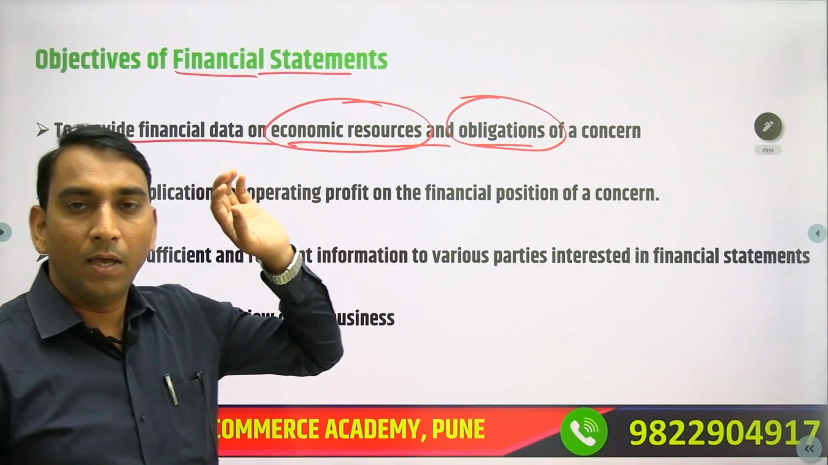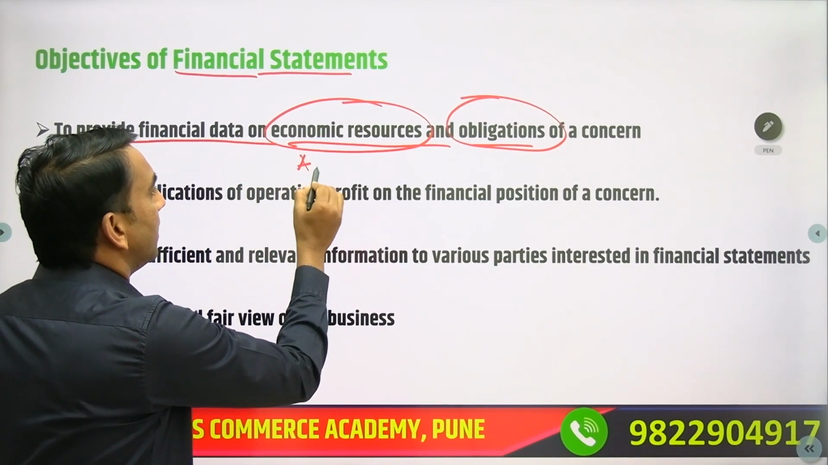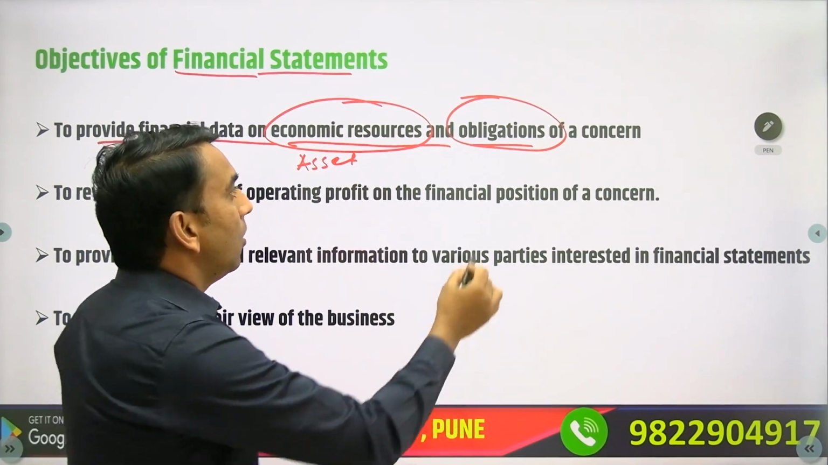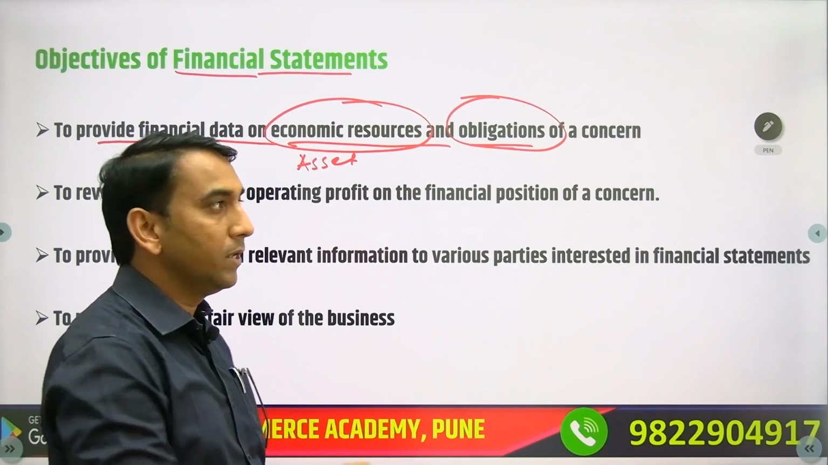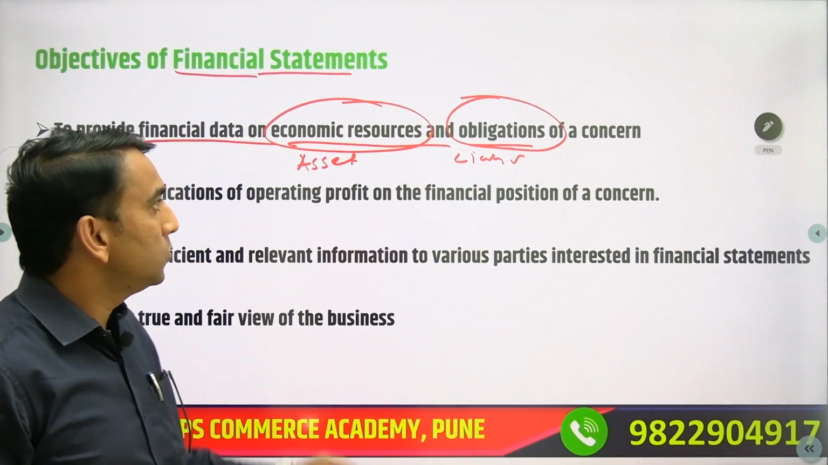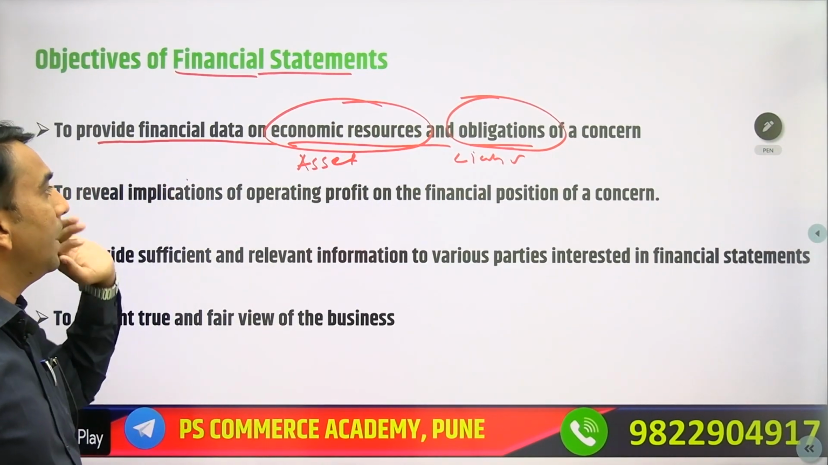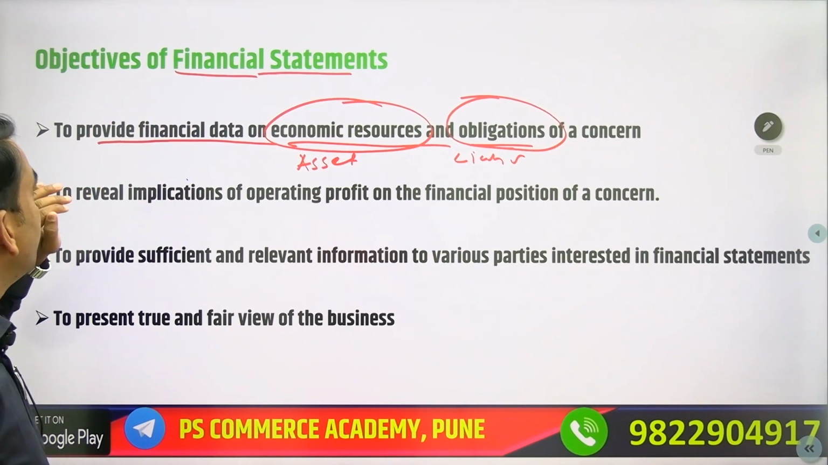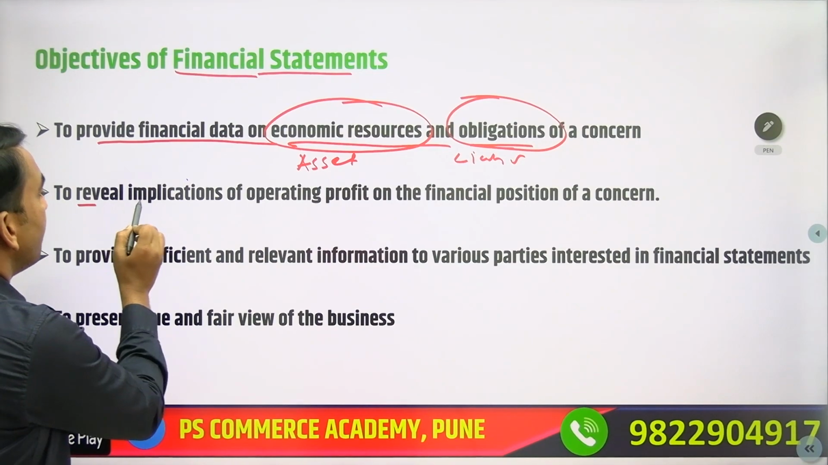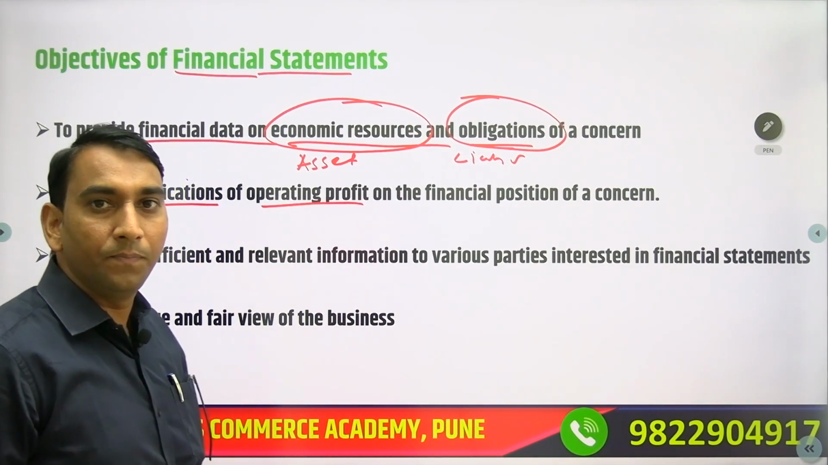Economic resources, in simple words, is the asset. Economic resources is nothing but the asset. Economic resources means what? Asset. Obligations means your liability. What is this? It is your liabilities. So assets and liability, you have to display information regarding the assets and liability. That is the first objective of financial statement. Second objective is what? Reveal implications of operating profit on financial position of concern.